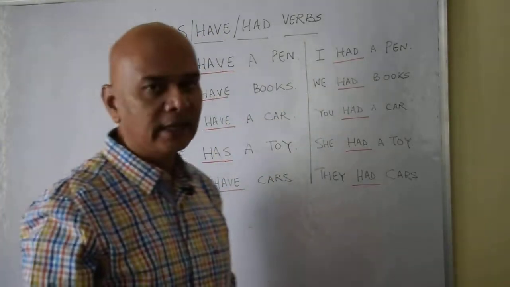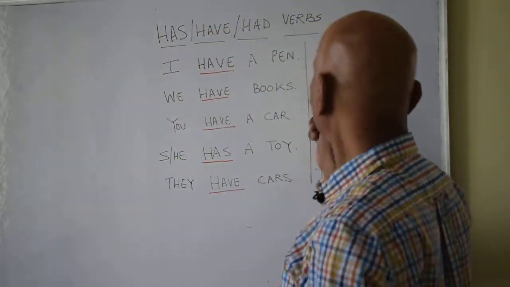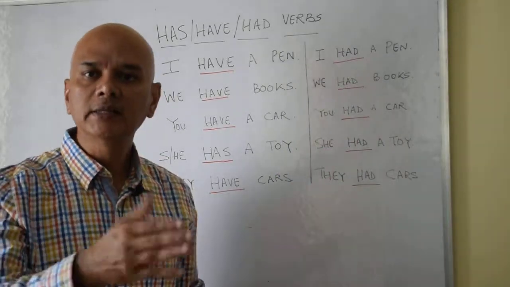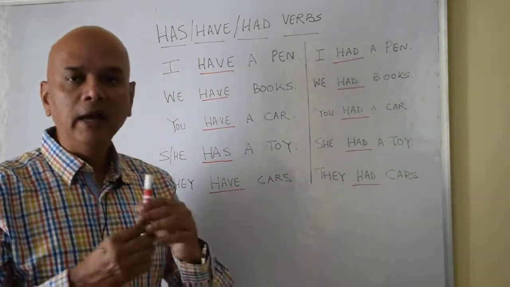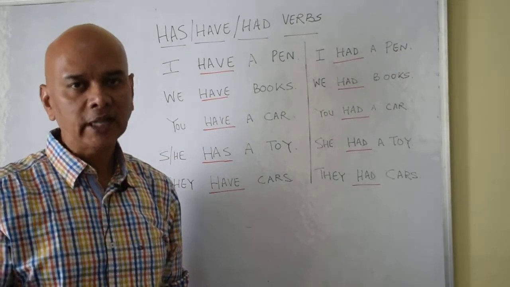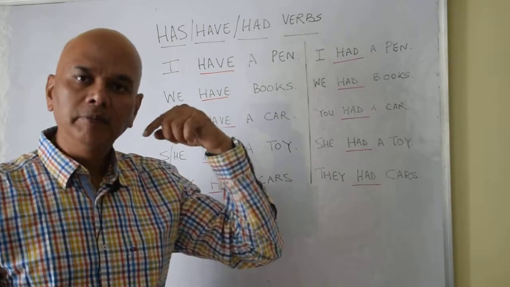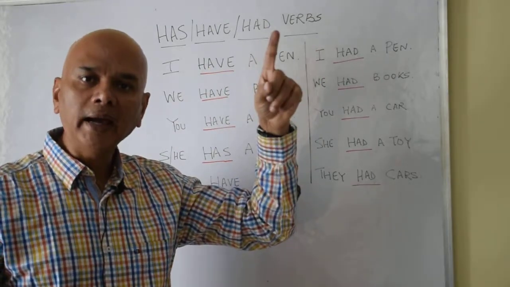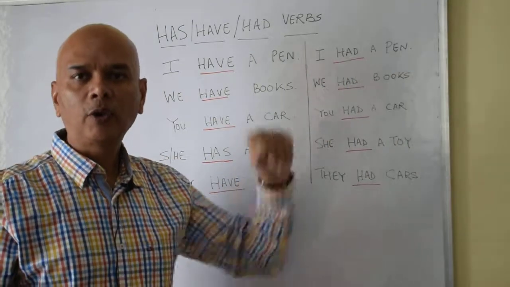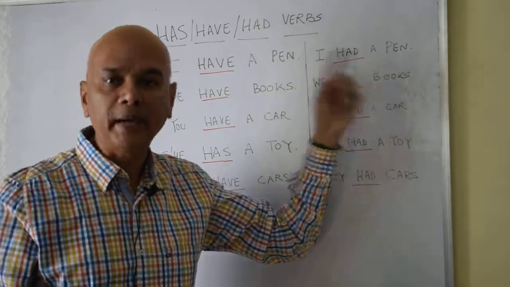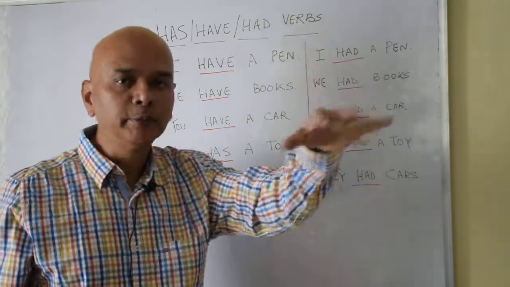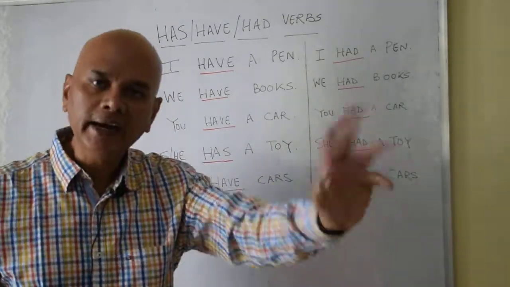In past tense, it becomes slightly different. Here we use had, past tense, which is not there now. I had a book. Now I don't have that book. In the past, 1 month back, I had a pen. Or 1 year back, I had a pen. Now, the pen is not there. We had books.